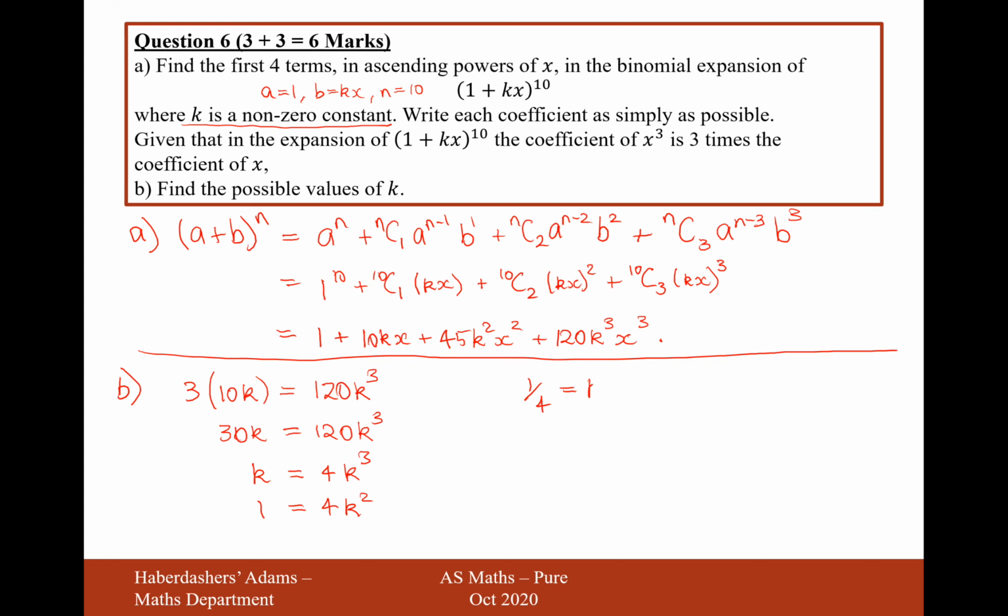1 divided by 4 is equal to k squared. So I divide by 4 onto the other side and square root. So it's going to be plus or minus a half equals k, if I square root from this line to this line. And there we are, that's the answer for question 6, worth 6 marks in total. Let's now move on to question 7.